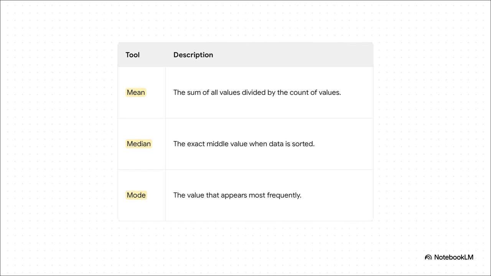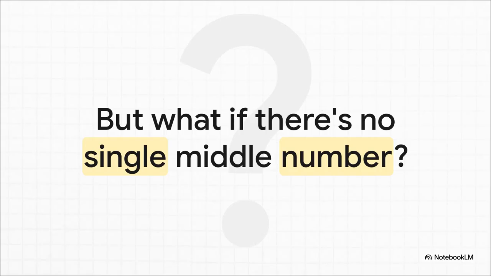So, how do we find this magic number? Well, we've got three main ways to do it. First up is the mean. That's just the good old average you learned in school. Add them all up, divide by how many there are. Then there's the median. That's the true middleman. You just line all the numbers up and pick the one smack dab in the center. And finally, you've got the mode, which is basically the most popular number, the one that shows up more than any other.